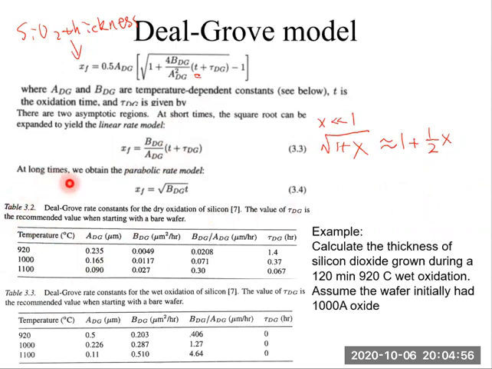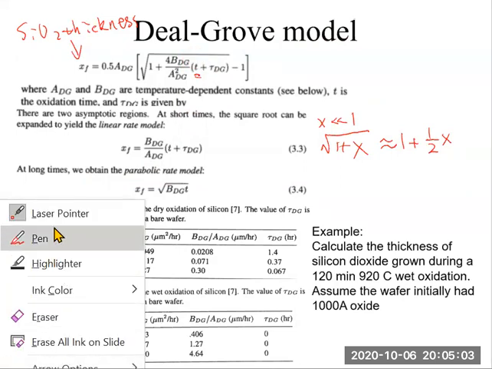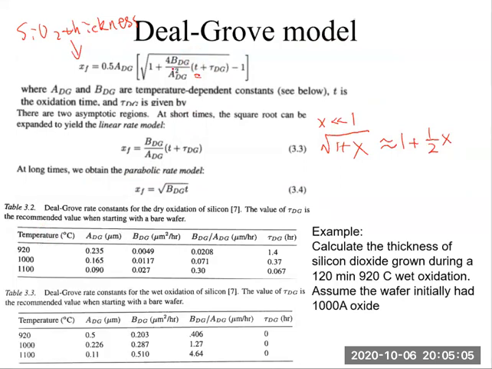At long times, T is very large. Then compared with the second term, this 1 is negligible, and this one is also negligible. So eventually we end up with this simple equation: the thickness is equal to the square root of BDG times T. So it's proportional to the square root of the oxidation time.